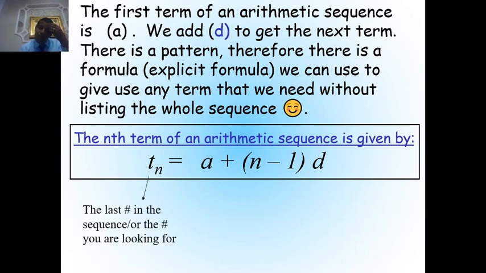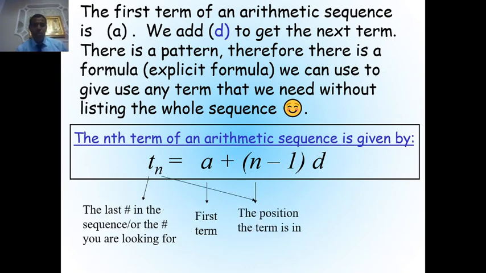Tn is the last term in the sequence, or the term that you are looking for. Then a is the first term, then n is the position of the term, what position is it exactly, and d is the common difference. This is the formula in order to work out the nth term of any arithmetic sequence. You need the first term and the difference between two consecutive terms. Then you can write the nth term of your sequence.